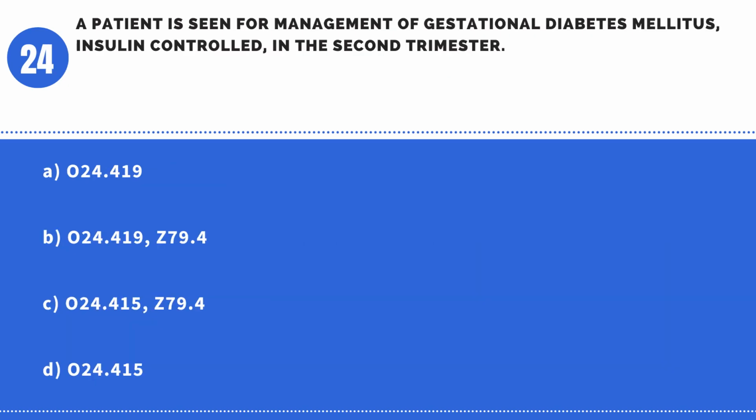Question 24. A patient is seen for management of gestational diabetes mellitus, insulin-controlled, in the second trimester. A. O24.419. B. O24.419, Z79.4. C. O24.415, Z79.4. D. O24.415.